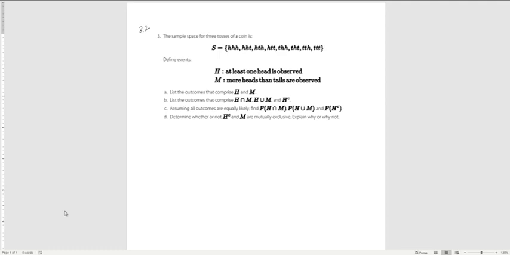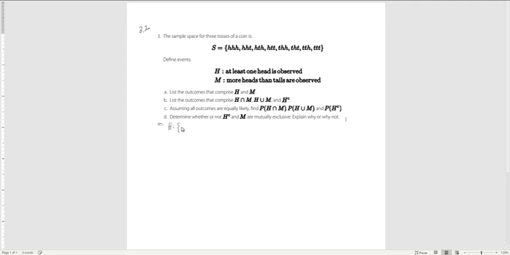Several of those, and then M, more heads than tails are observed. Alright, so for A, we're going to list the outcomes that comprise H and M.